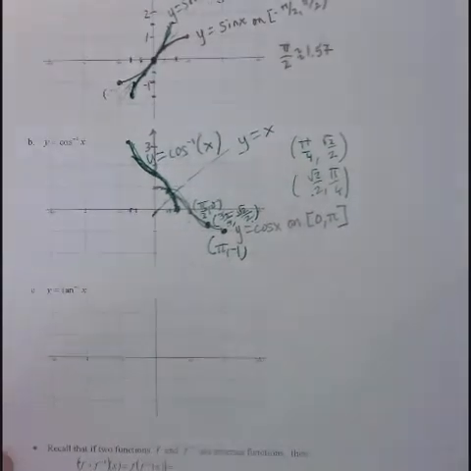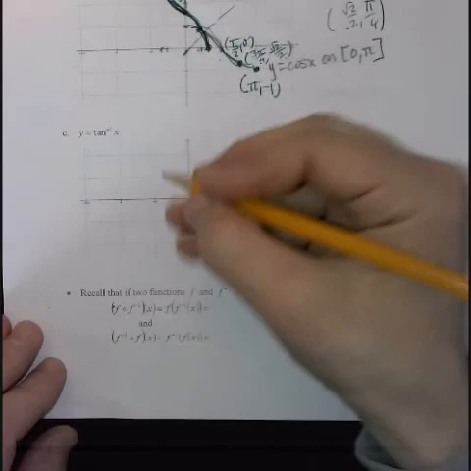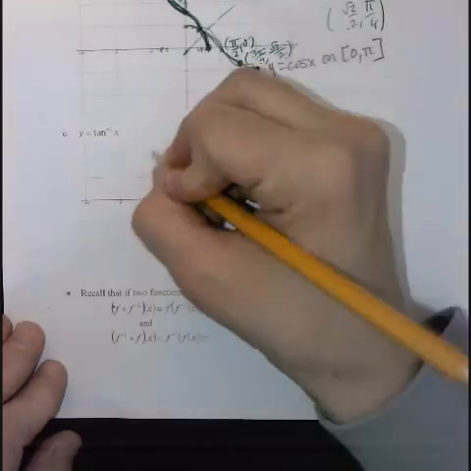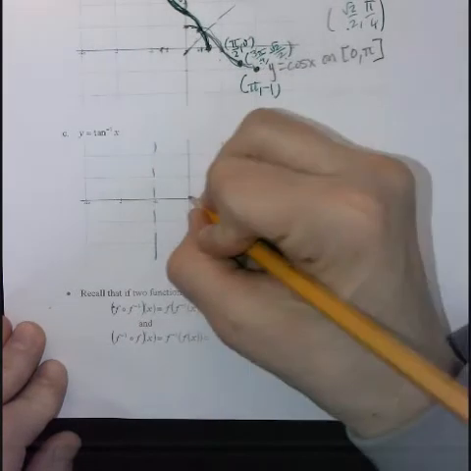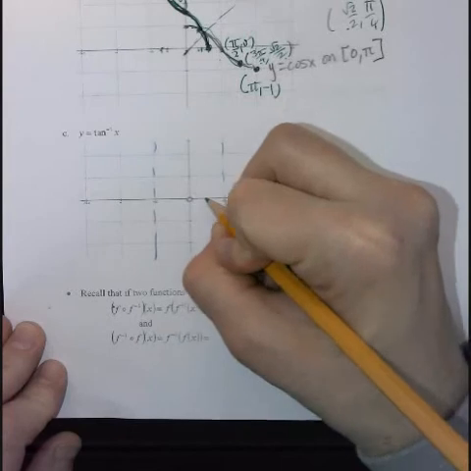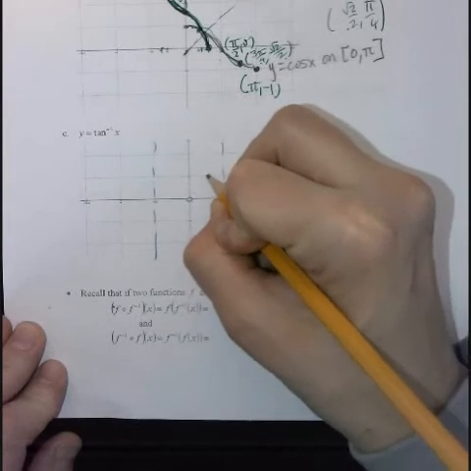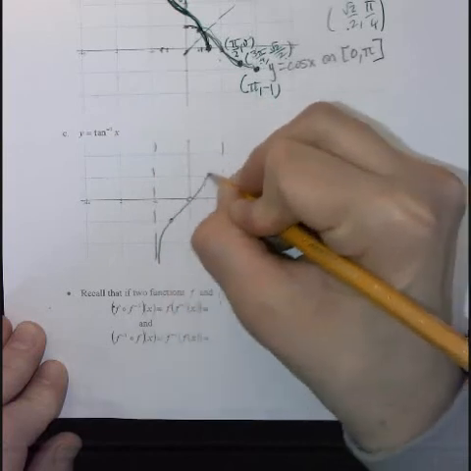Alright, well let's do the last one, y equals tangent inverse of x. So again, I'll put the tangent function in. We've got asymptotes at pi over 2 and negative pi over 2. Goes through 0, 0. And then at pi over 4, it equals 1, and at negative pi over 4, it equals negative 1. Just use those 3 points.